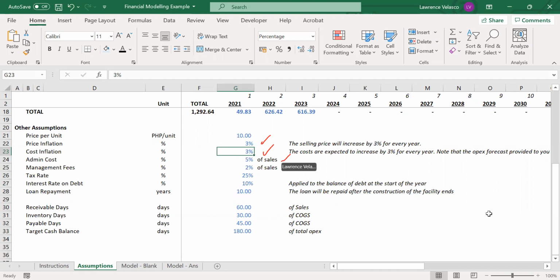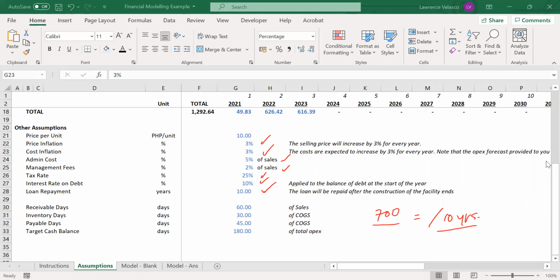Ang admin cost daw is 5% of sales in their estimation. Management fees are 2% of sales based on their estimation. The tax rate is 25%, so we'll apply that later. And then the interest expense is 10%, so that's the interest rate. The loan is going to be repaid over 10 years. So yung loan natin na 700 million, ang repayment niya over 10 years. So that's 70 million per year.